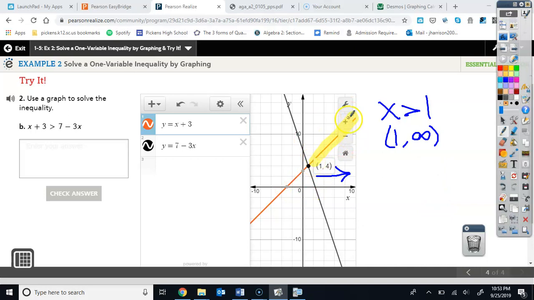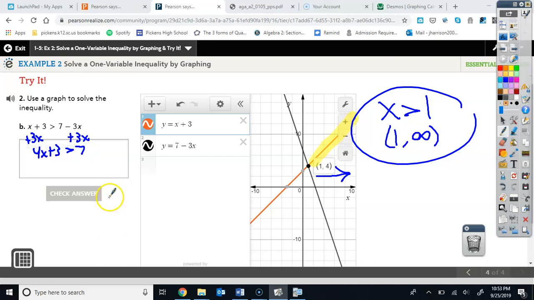So this graph right here is greater this way. That's why we use this as our notation to tell what the x's would be. Now notice if you solve this, if you add the 3x, you would get 4x plus 3 is greater than 7. If you subtract the 3 from both sides, you get 4x is greater than 4. You divide by 4, x is greater than 1. That's what we got.